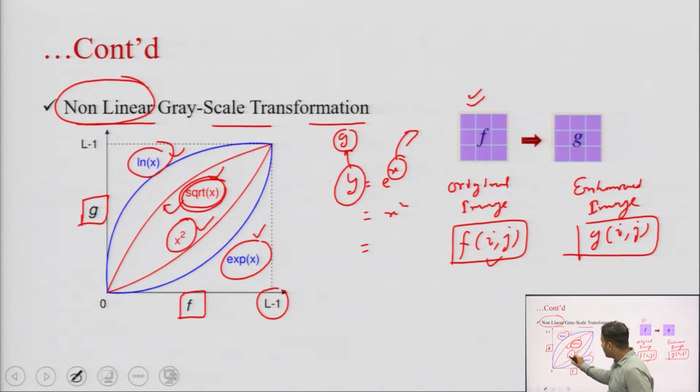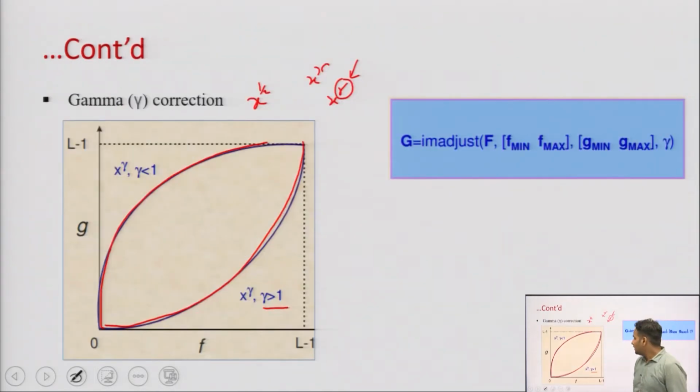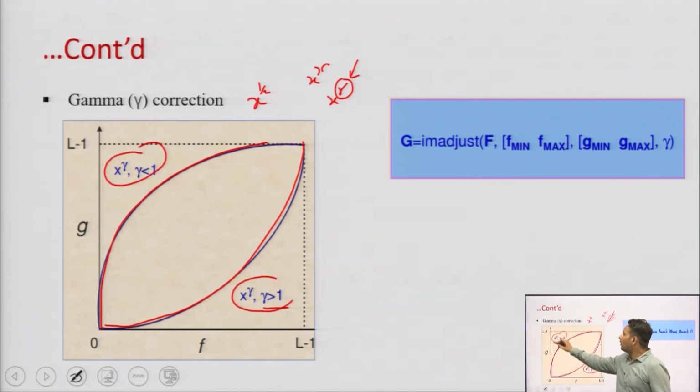If you are using x square, then gamma is greater than 1. So your function looks like this. Gamma is just the exponent of this function. So, using gamma correction, you can also get an enhanced version of the image. Now, this is the syntax used in Matlab to get the enhanced image.